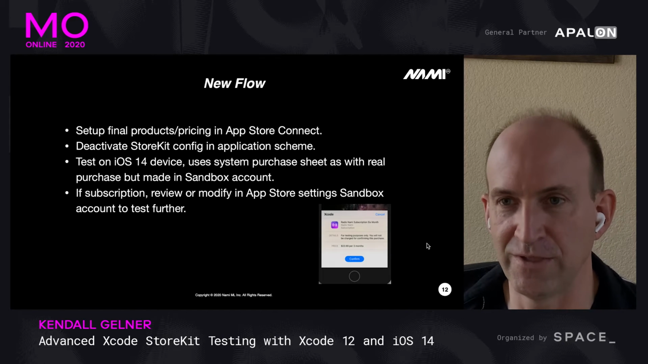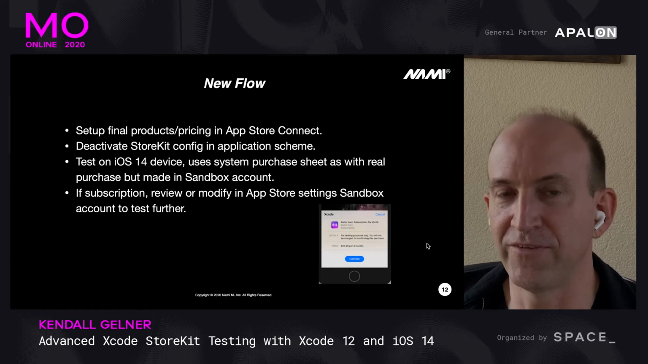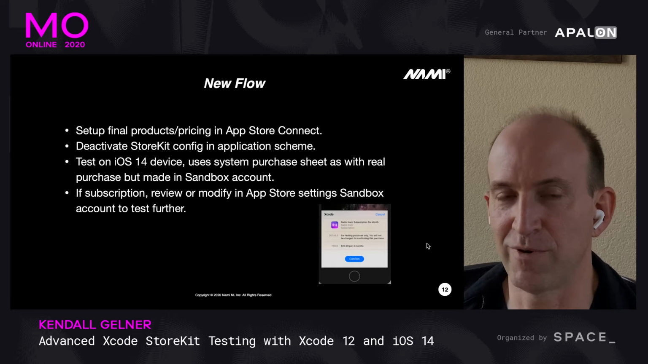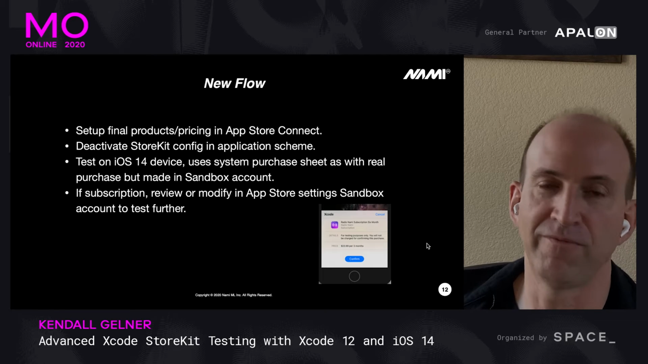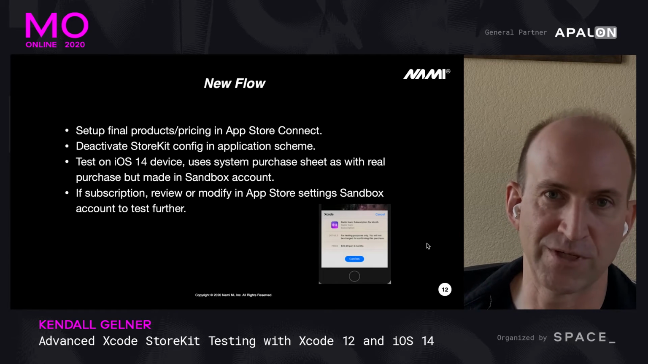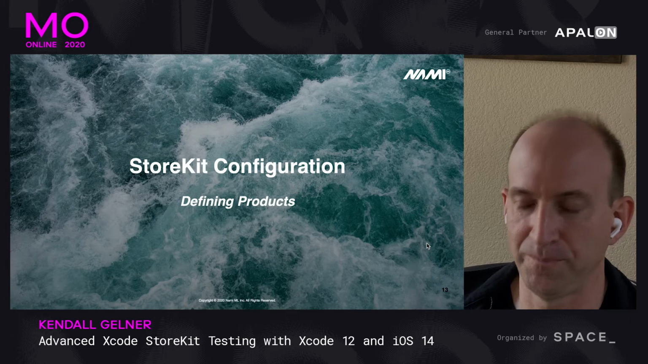It uses the real system purchase sheet with real purchases from App Store Connect. So that's an important aspect of testing, is to do a final test using the App Store Connect products that you've defined. And even on device now, you can also modify things like subscription details or just subscriptions without having to create new test accounts. And so that's very cool.